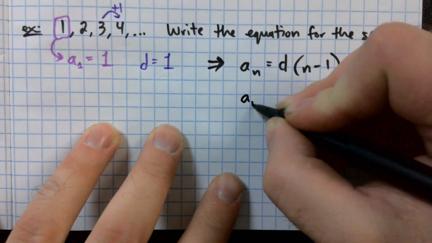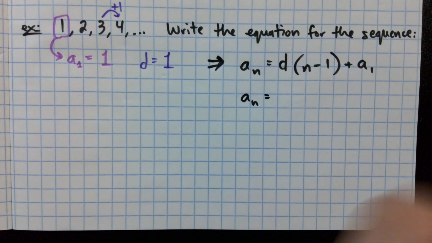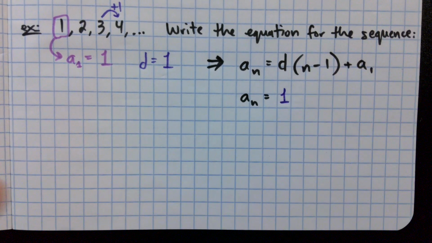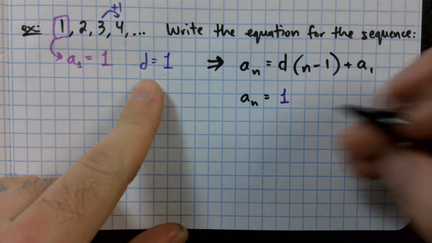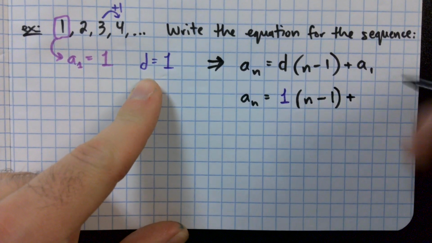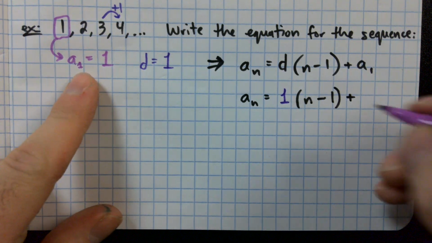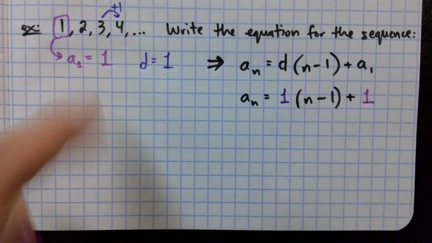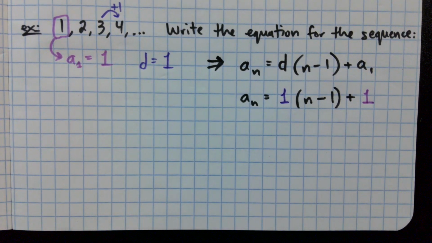So this turns into a sub n is equal to 1, that's my d, times the quantity of n minus 1 plus my a sub 1, which is 1. I'm going to pause there and let you mentally digest that for a second.